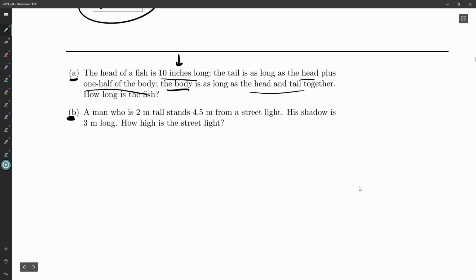A man who is 2 meters tall stands 4.5 meters from a streetlight. This sounds like a calculus question. His shadow is 3 meters long. How high is the streetlight? We're going to set up a nice little similar triangle situation, which happens to be the start of a number of good word problems in the calculus class I teach. But you don't need calculus to do this. It's just going to be a similar triangle sort of thing.